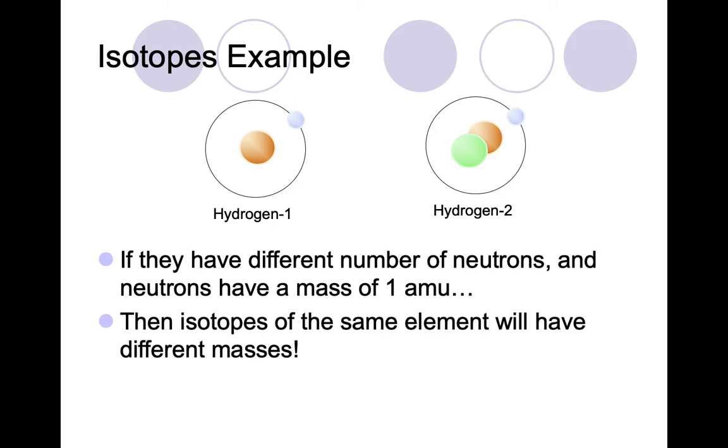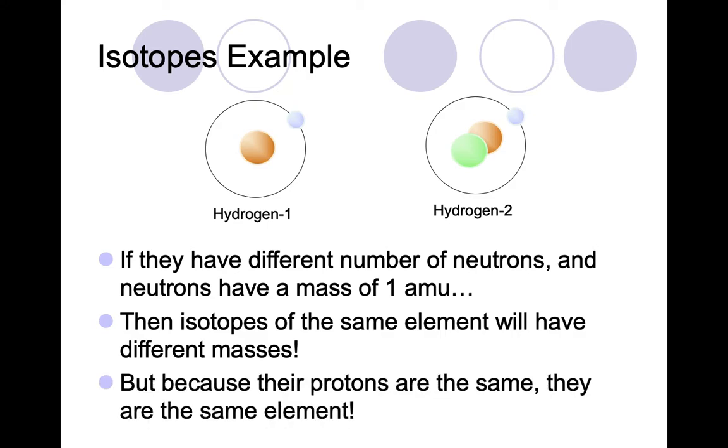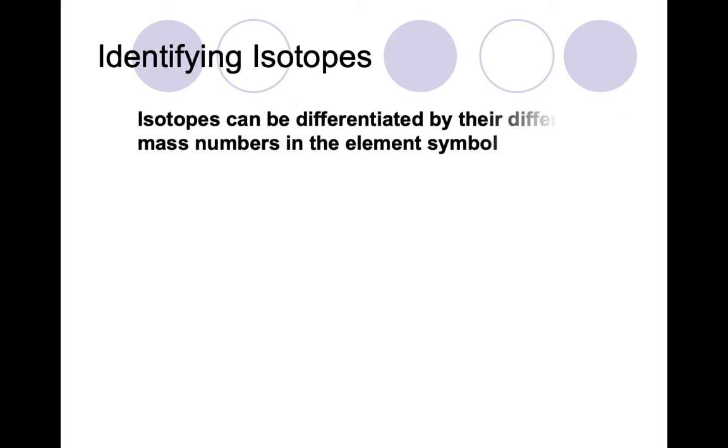So isotopes basically have the same number of protons. The number of neutrons, again, is what differentiates between them. So they are still the same element. They are what we call sister elements. The only difference is that hydrogen 1 does not have a neutron, hydrogen 2 does have a neutron. And that differentiates their mass.